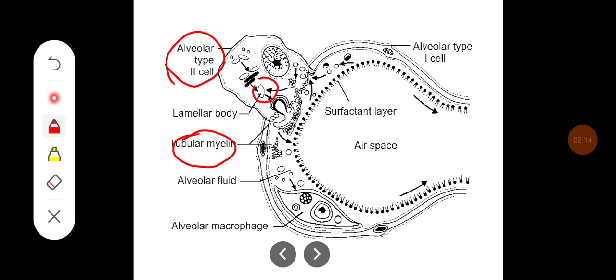The lipids which are secreted will form phospholipids, which are an important constituent of the surfactant layer. Tubular myelin with phospholipids is going to form the surfactant layer. Some of these structures are phagocytosed by the alveolar macrophages, and some of the substances are recycled by the alveolar type 2 cells for the formation of new surfactant material.